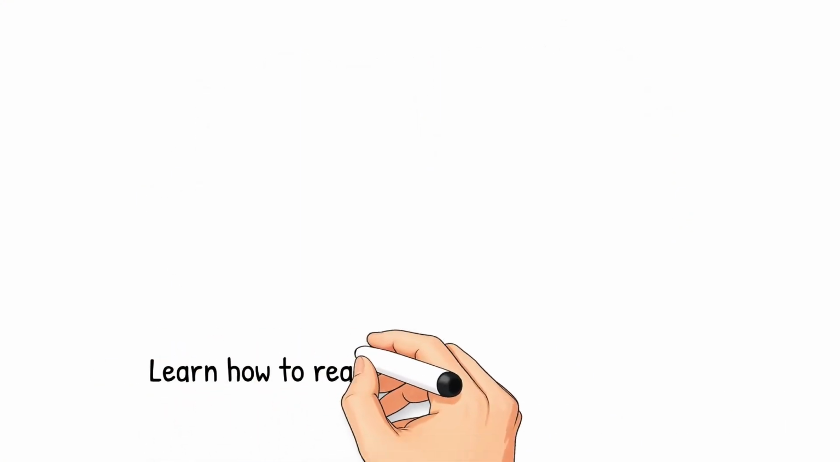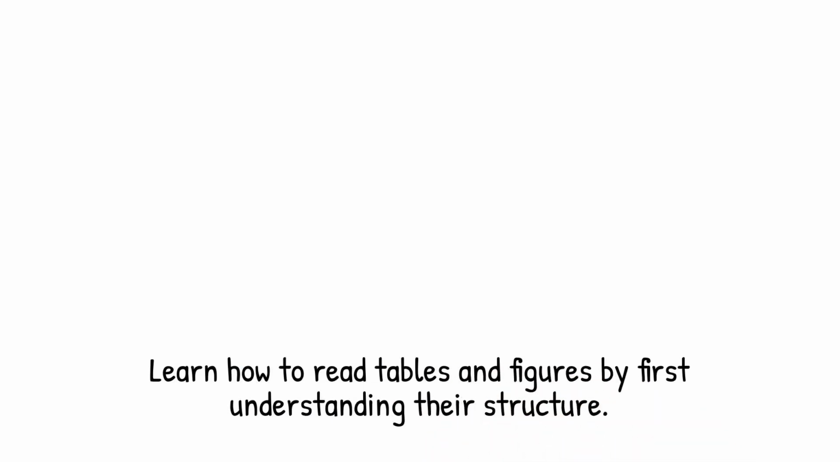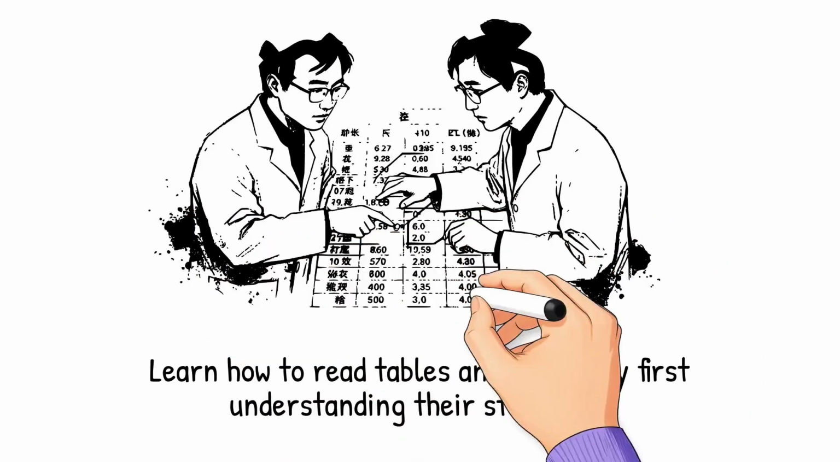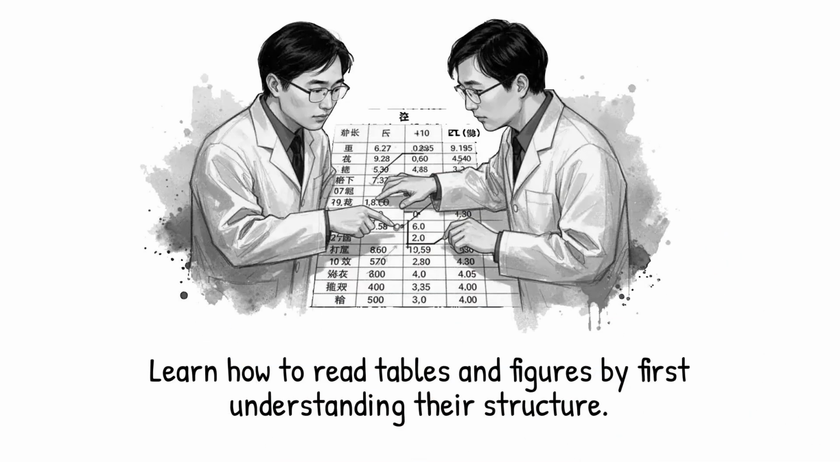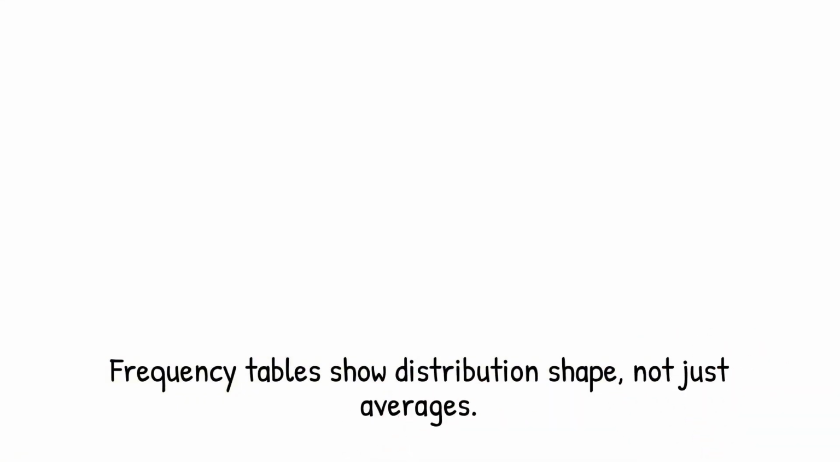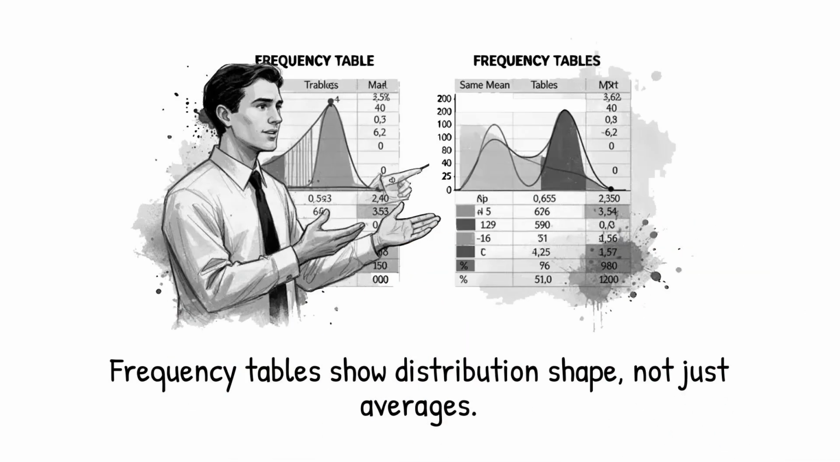The fourth thing you look for is how to read tables and figures. When you open a table, start with the structure, the rows, the columns, the unit of measurement. Once you understand the structure, the numbers become easier to interpret. For frequency distribution tables, look at the shape of the distribution, not just the average. 2 studies can report the same mean value with very different underlying patterns.